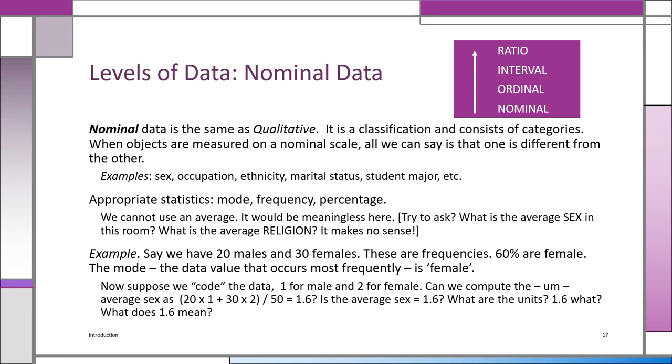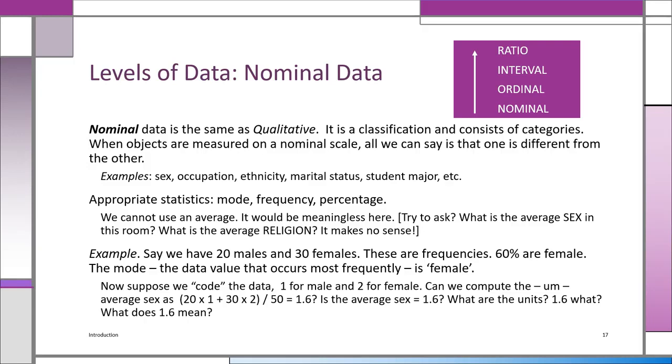What can you get out of it? Let's see what we have here. We can get a frequency, how many in each category. We can get a percentage for each category, the percentage of the total. We could get a mode, which is the most frequent category.